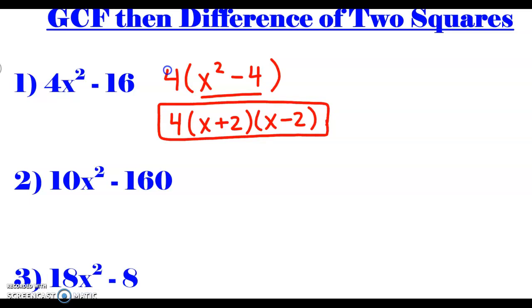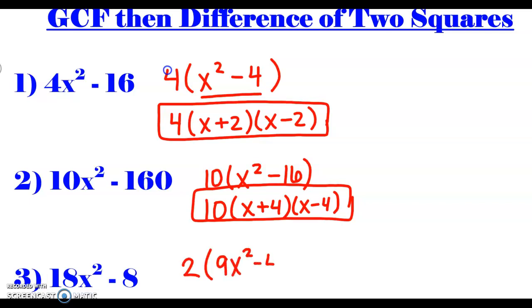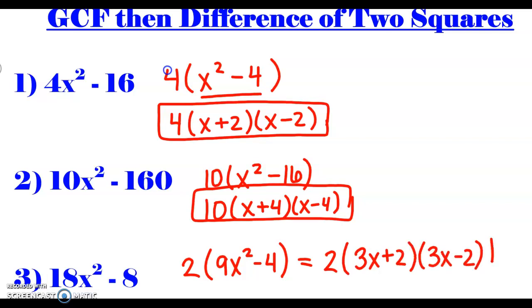Number 2, I can see the greatest common factor is 10. If I bring out a 10, I have x squared minus 16, which also happens to be a difference of two squares. So I'd have 10 times x plus 4 times x minus 4. So you always factor until you can factor no more. 18 and 8, the largest number I could bring out would be 2, which leaves inside 9x squared minus 4. Look at that. It happens to be a difference of two squares. So we have 2 times 3x plus 2 times 3x minus 2.